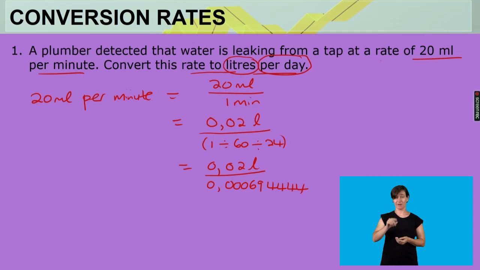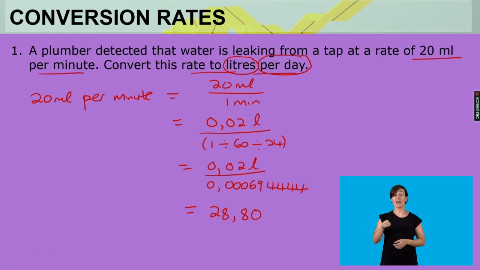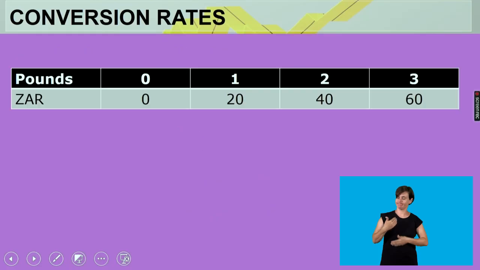So I'll say 0.02 divided by 0.000694444. So doing this, I'll get an answer of 28.8, and I'll round off to 2 decimal places, right? And this will be liters per day. Guys, are we clear on that one? 28.8 liters per day. All right, let us move on with our lesson.